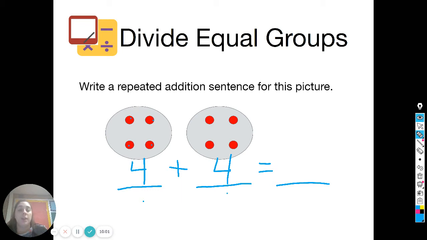4 plus 4 equals, if you're not sure, you can always skip count. 2, 4, 6, 8. 4 plus 4 equals 8, and that is our repeated addition sentence. Go ahead and erase.